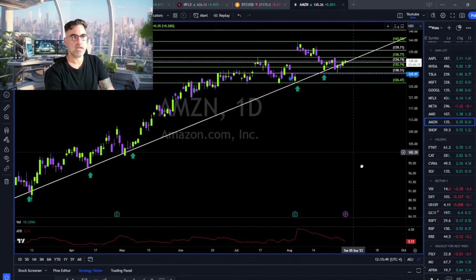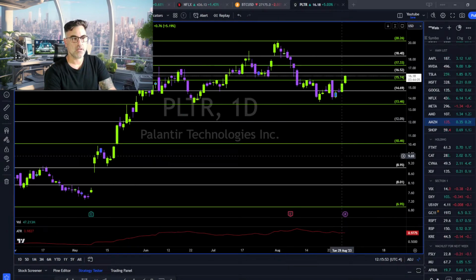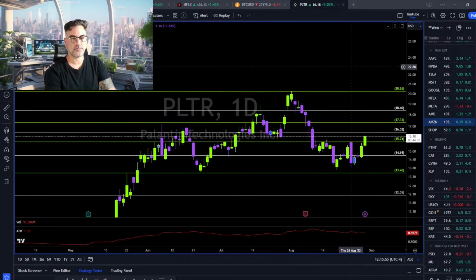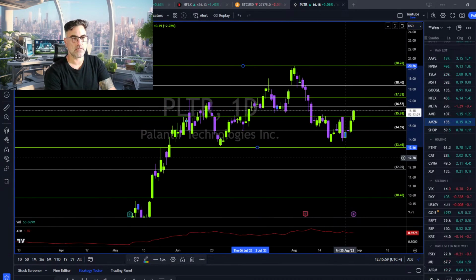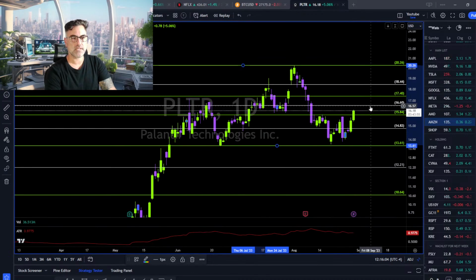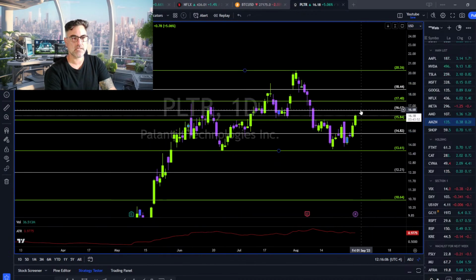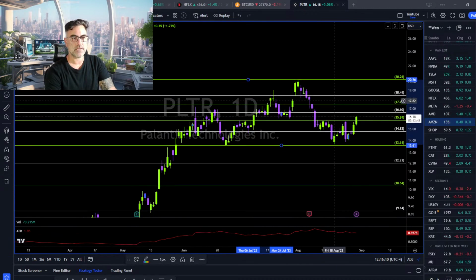Amazon, nobody asked Amazon. PLTR. PLTR broke above the 1574. We had downtrend. Now let's see continuation above 1660. Weekly close above 1660, and we are heading back towards the 2026.